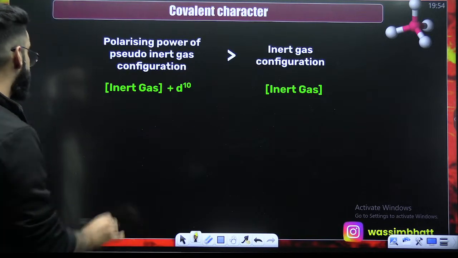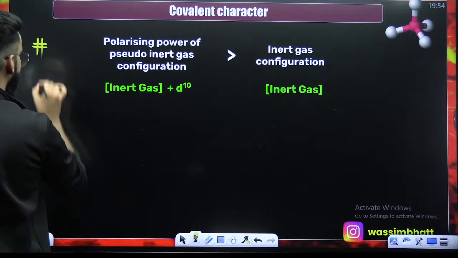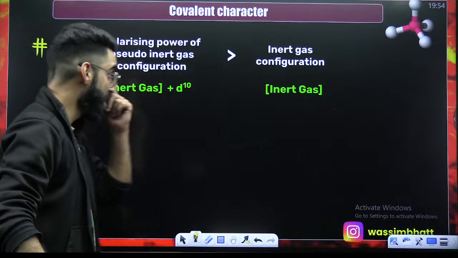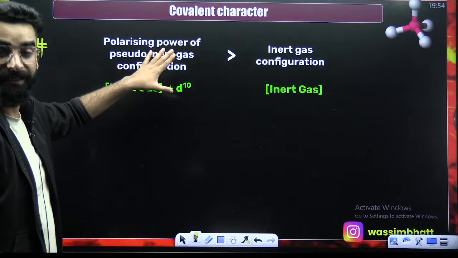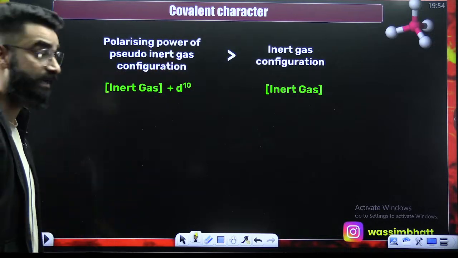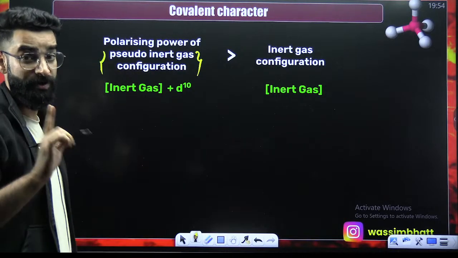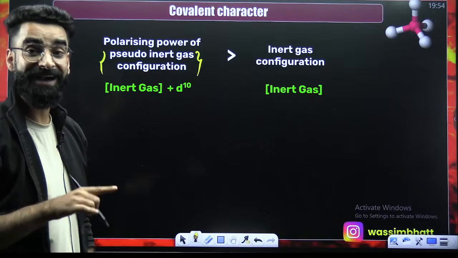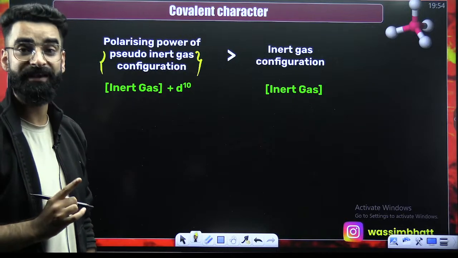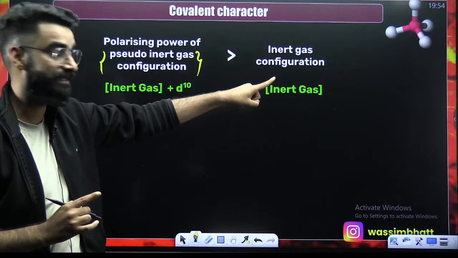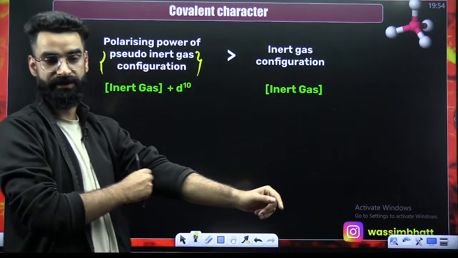Now guys, one more important statement. This is again very important. Remember this: polarizing power of that cation which has got pseudo inert gas configuration is always greater than the polarizing power of the cation which has got inert gas configuration.